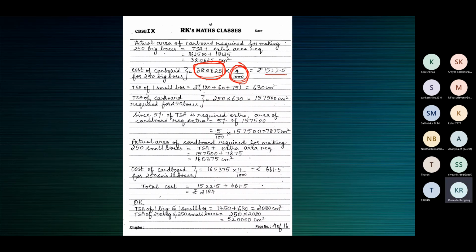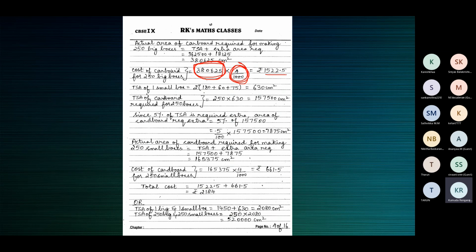So the first part is about finding the TSA of 1 box, then the TSA of 250 boxes. Then finding the extra you need, 5% of the TSA. We are not memorizing anything. I won't read the question because it's very lengthy. Next, we found 5% of the TSA, that extra you need. Then we found the total. How much do we actually need? The TSA and the extra will be the total amount of cardboard which we need to buy.